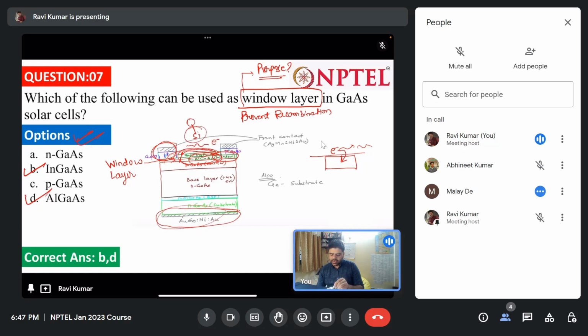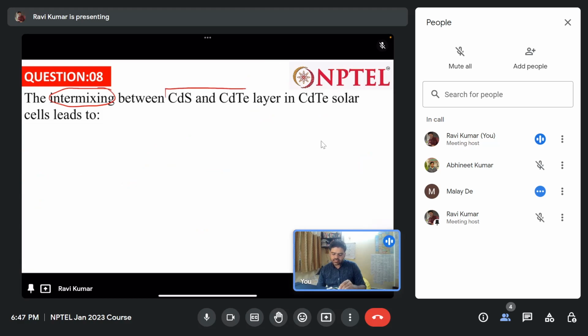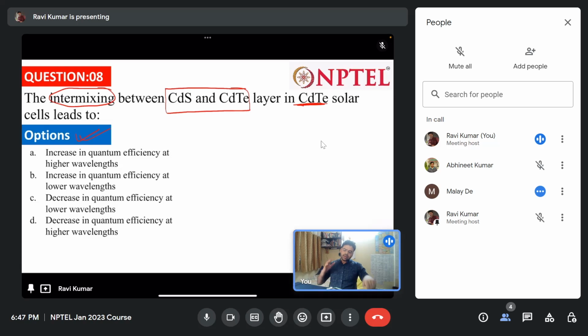Okay, next question says intermixing. What happens if we are intermixing the CdS and CdTe layers in a cadmium telluride solar cell? These are the options. If we are mixing CdS and CdTe, then what will happen? The option C, sir. Decrease in efficiency at lower wavelength.